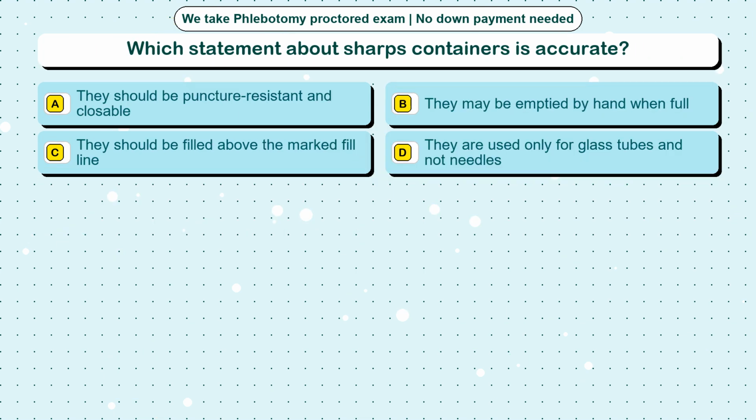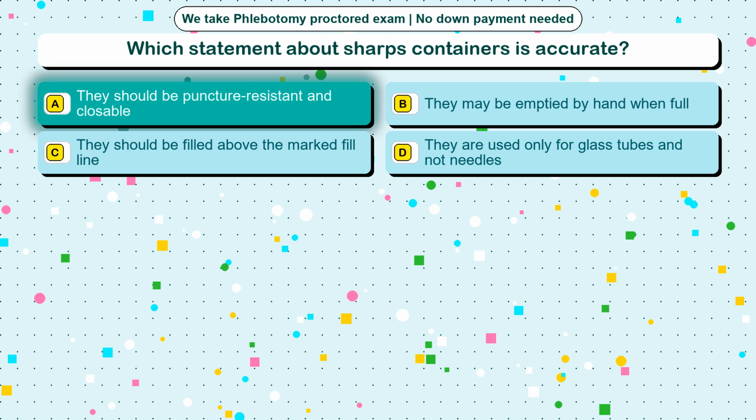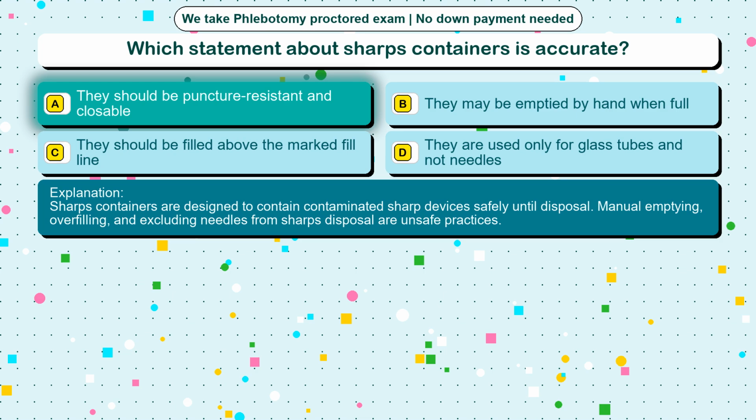Question 58. Which statement about sharps containers is accurate? Option A, they should be puncture resistant and closable. Option B, they may be emptied by hand when full. Option C, they should be filled above the marked fill line. Option D, they are used only for glass tubes and not needles. The correct answer is option A, they should be puncture resistant and closable. Sharps containers are designed to contain contaminated sharp devices safely until disposal. Manual emptying, overfilling, and excluding needles from sharps disposal are unsafe practices.